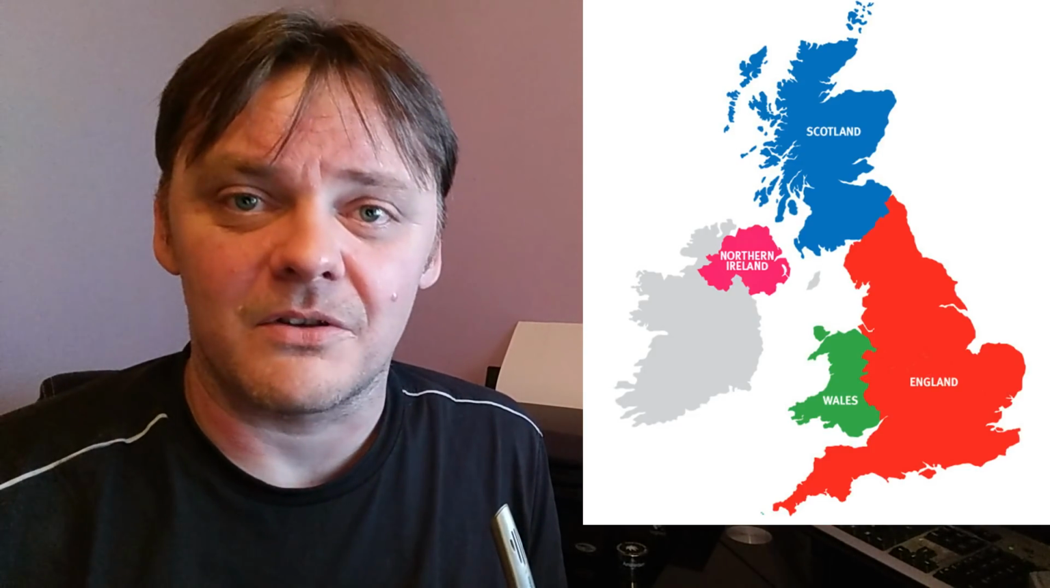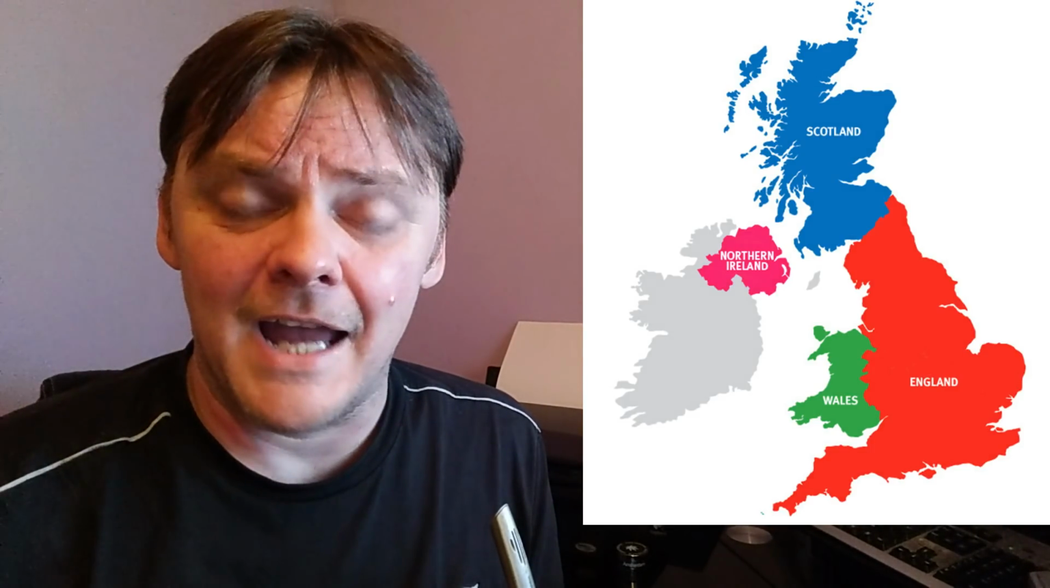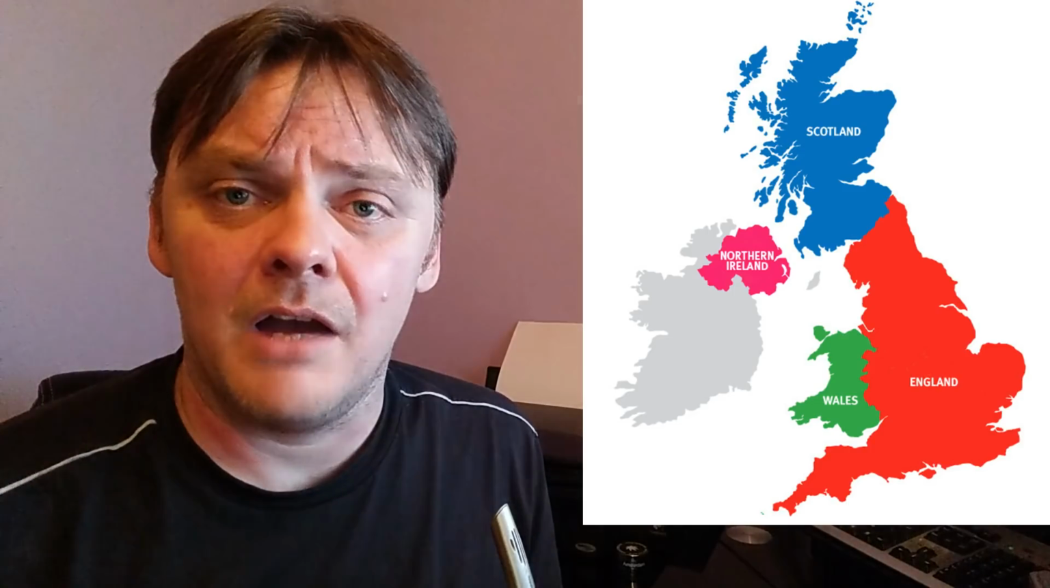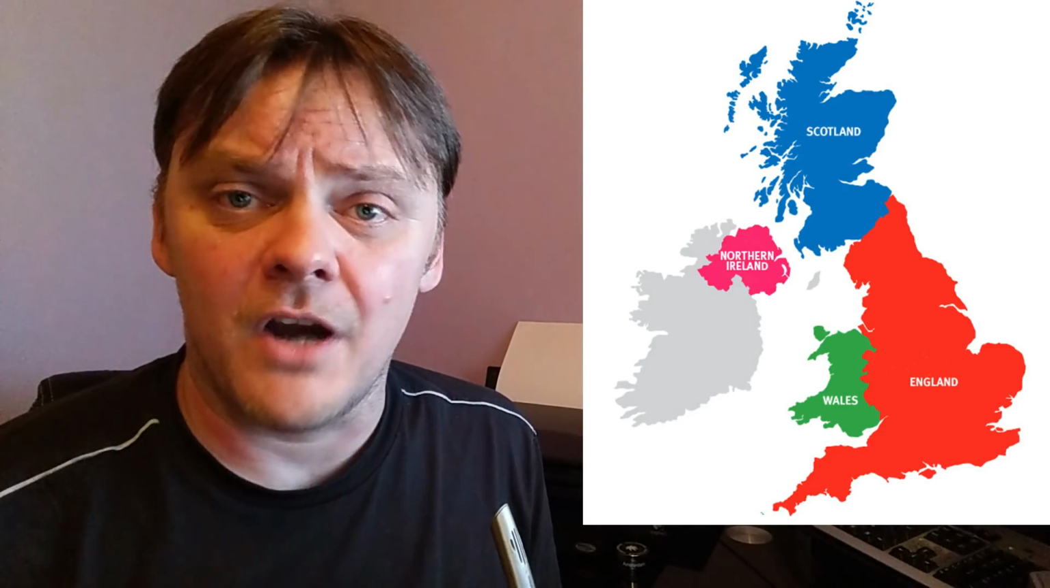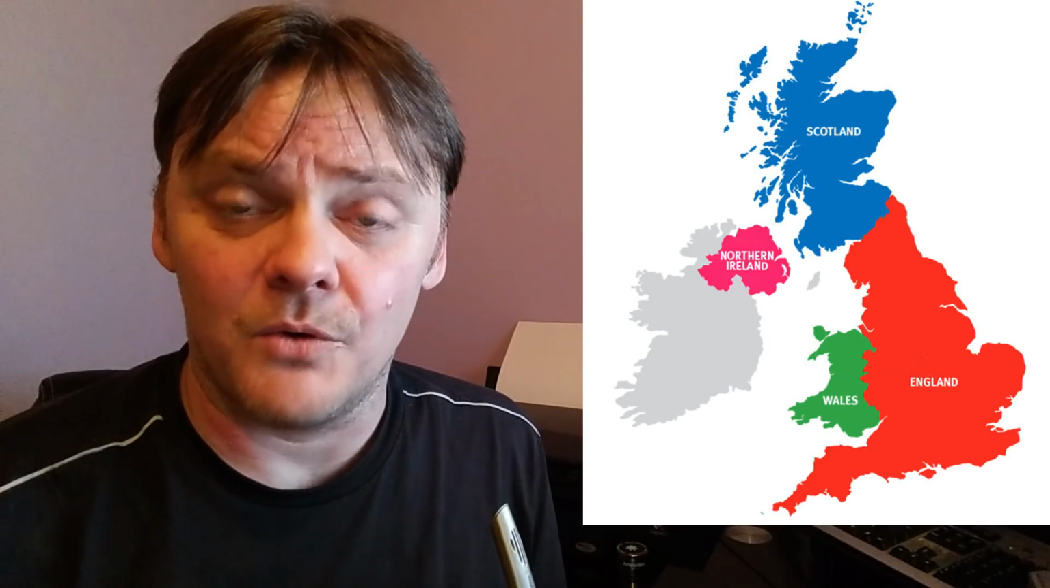So if you have a look at this map, that's the map of the British Isles. On the left there, you've got the island of Great Britain, which constitutes three countries: Scotland, England, and Wales. That's Great Britain. And the UK stands for the United Kingdom of Great Britain and Northern Ireland. You can see there's Northern Ireland. The grey bit there, that's the Republic of Ireland. That's not in the UK.